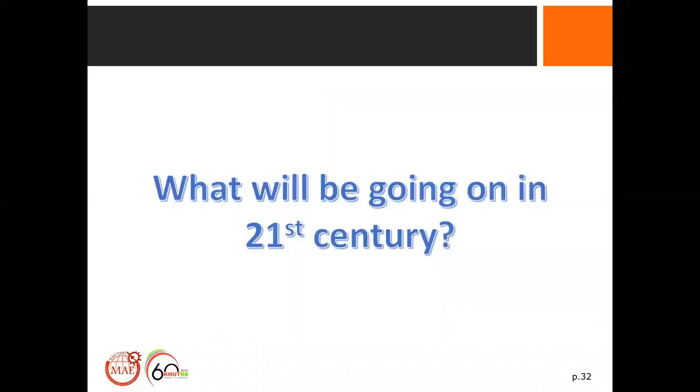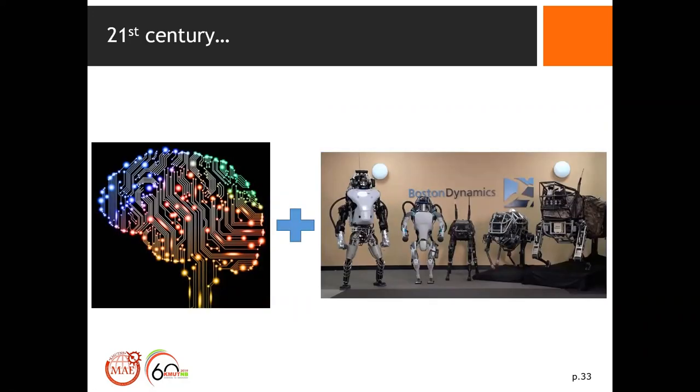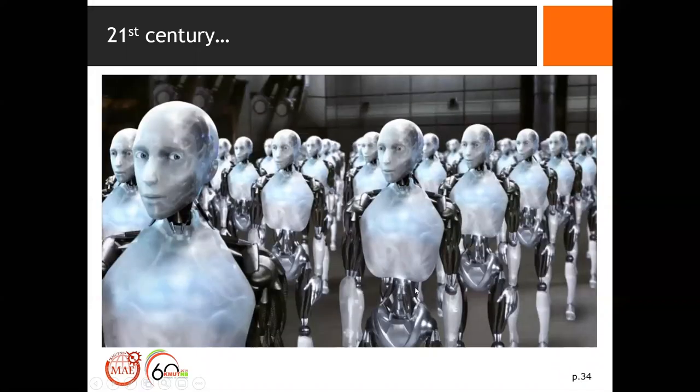What will happen in the 21st century? In the 21st century, we are in an intense period of development of AI, right? This is a figure that depicts artificial intelligence. And we also have very good manufacturing of robots. And if you make this robot as clever as a human, you might get something like this. You know this scene, right? This scene is from what movie? Have you ever watched it? I, Robot. If you never watched it, I would suggest you watch it.